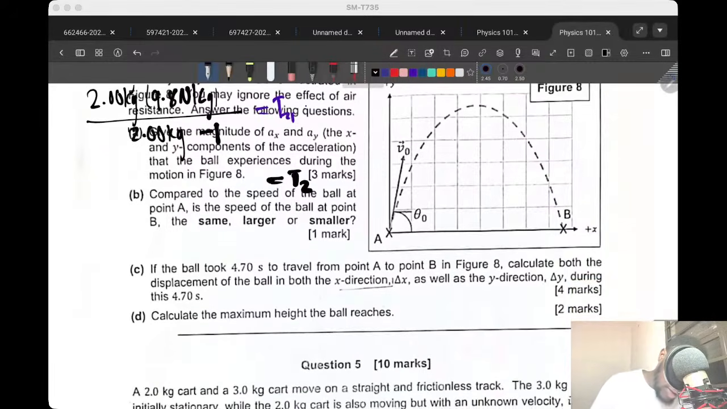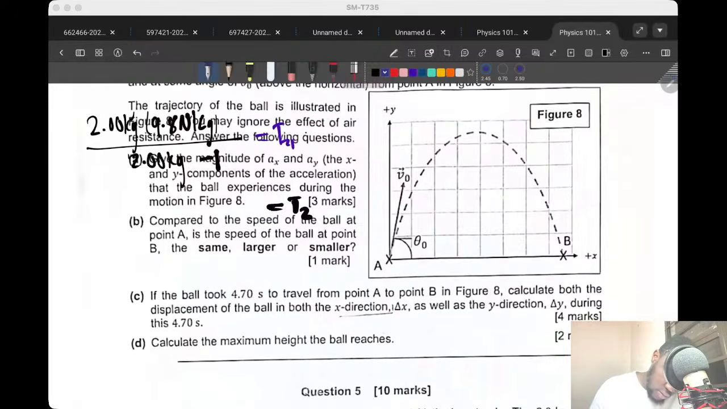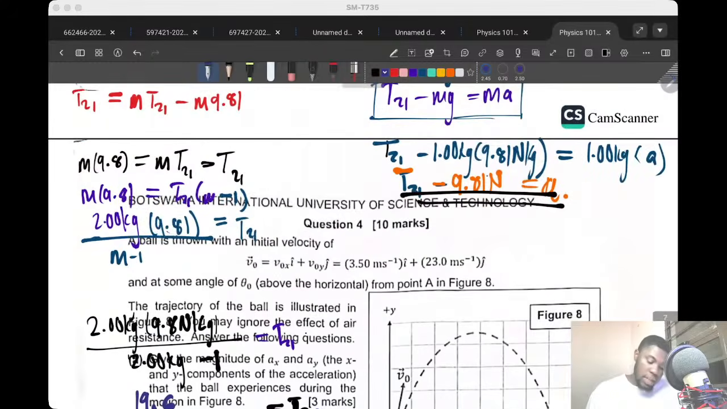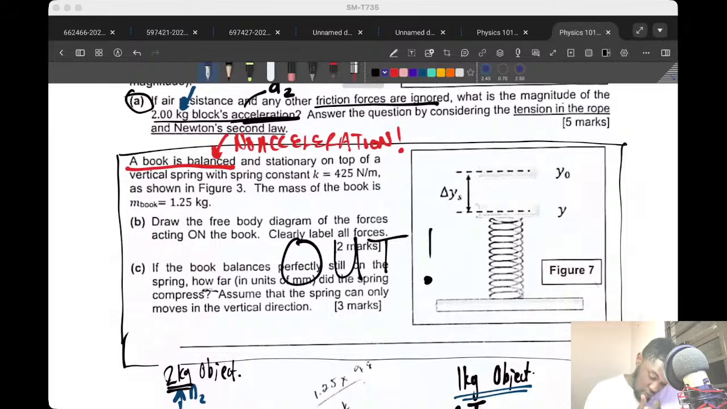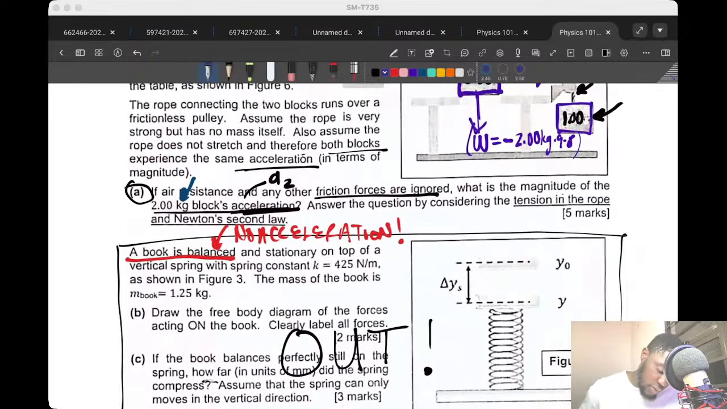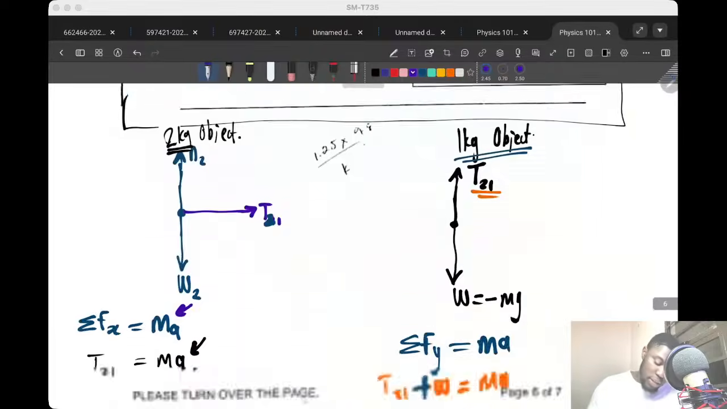So let's put, what is it going to be? Two times 9.8 divided by 1. You get 19.6. And what did the question want? They said, okay, we found T21, but we need acceleration. They want acceleration.